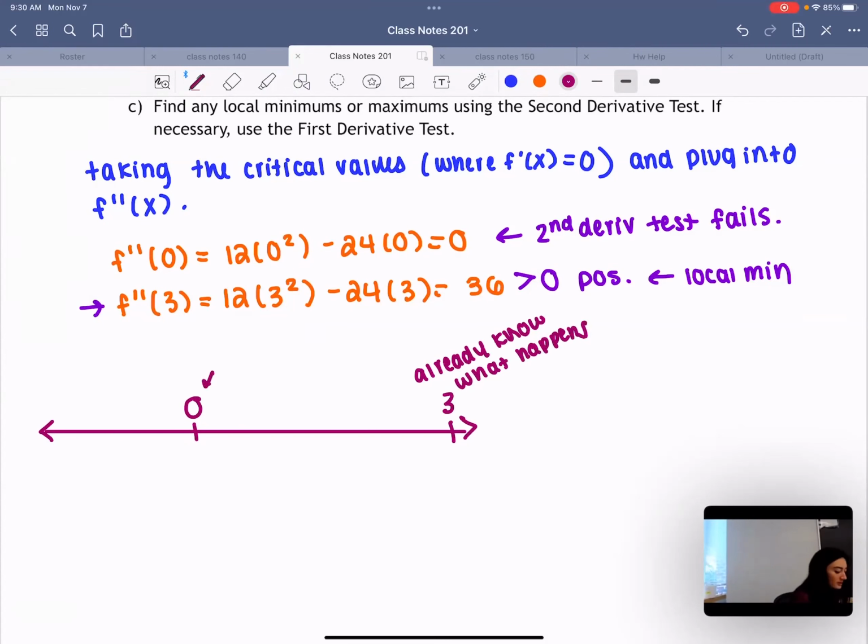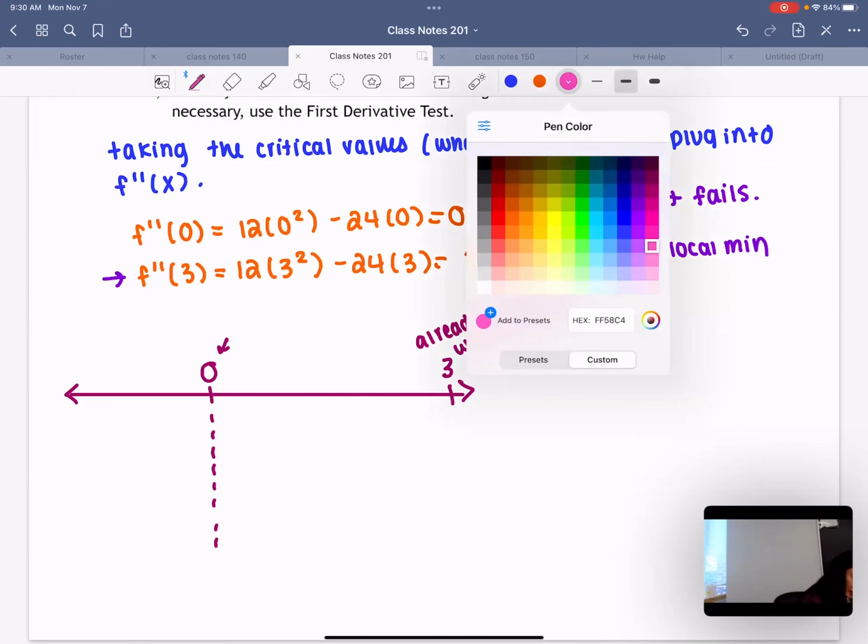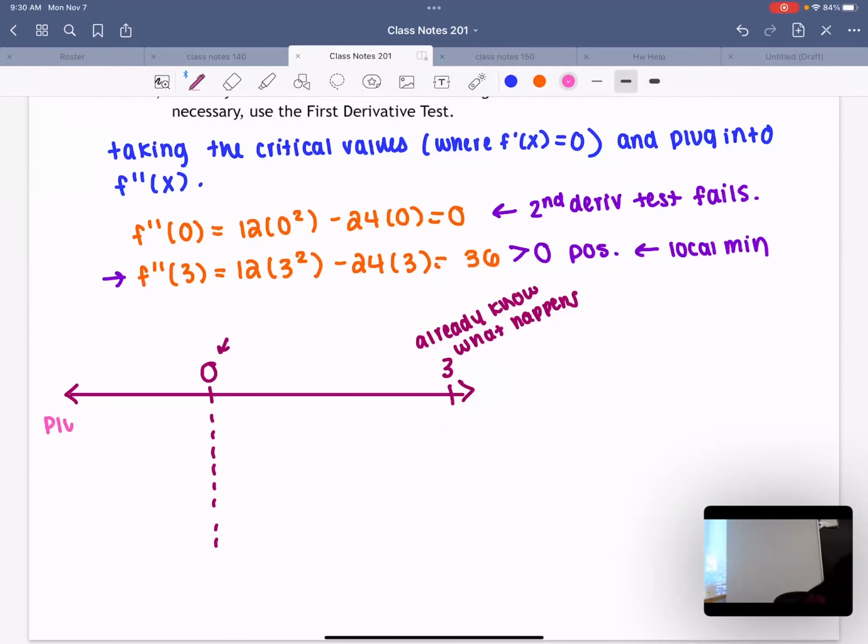But I don't know what happens at 0, so I definitely want to plug in numbers around there. Okay, so I want to use the first derivative test, which means I'm going to plug in 0 or plug in numbers around 0, right? What's a good number to plug in that's less than 0? -1, right? So I'm going to plug in x equals -1. I'm using the first derivative test here.